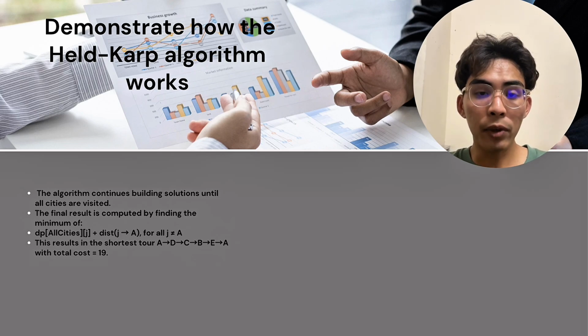That's it, dp of all cities j plus distance from j to A. In this example, the shortest path is A, D, C, B, E, A with a total cost of 19.